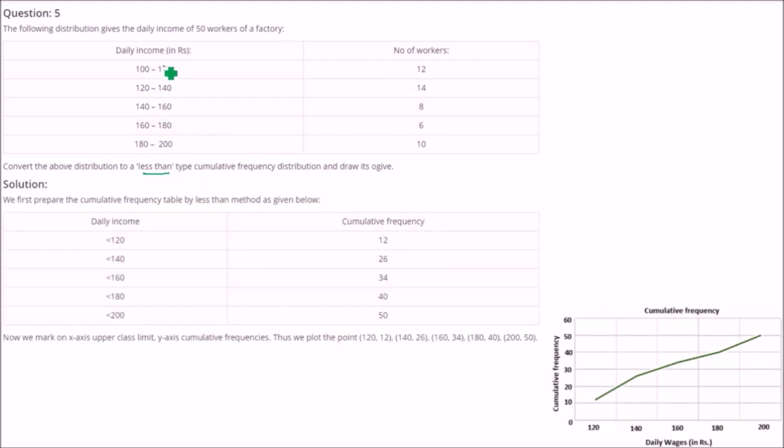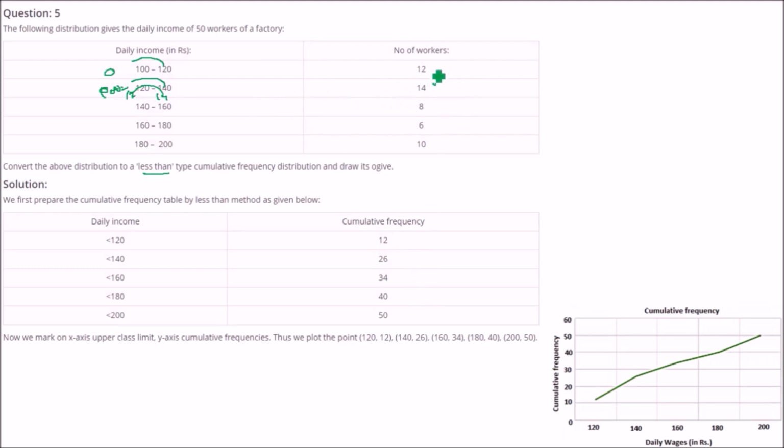So less than means, when you say less than 120, that is from 100 to 120, or say 0 to 120, then there are 12 workers. But when you say less than 140, it includes 100 to 120 also, and 120 to 140. So this will be 12, this will be 14. So you have to add 14 and 12. That is why you have to compute the cumulative frequency.